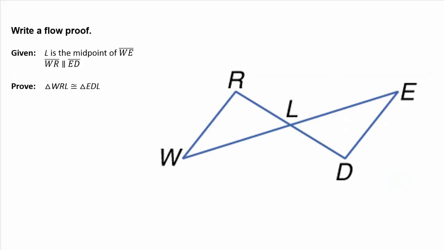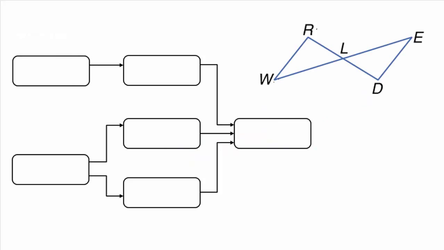So now we're going to take a look at our next proof. And that one says that L is the midpoint of WE and that WR is parallel to ED. And we want to prove that two triangles are congruent to each other. I'm just going to highlight those triangles. WRL and EDL. We want to prove that those two triangles are congruent.